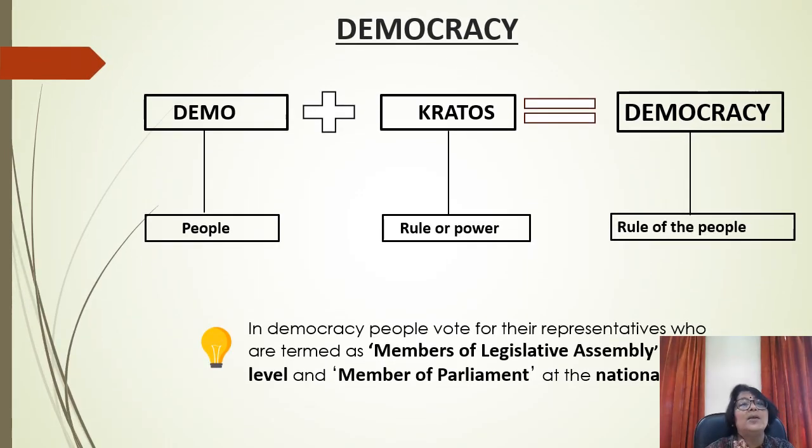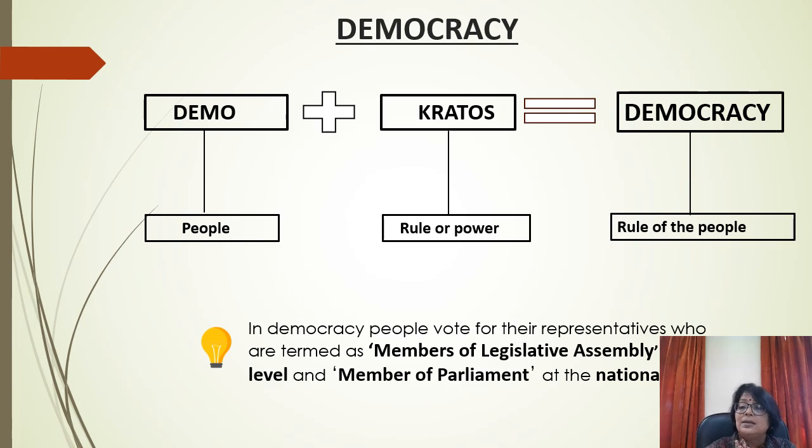Let's talk about one very important term, democracy. The countries where the government is elected by the people of the country are known as democratic countries. First, let's understand what democracy means. It is made up of two Greek words, demos and kratos. Demos means people, kratos means rule or power. That means rule of the people, or where people have the right or power to rule.